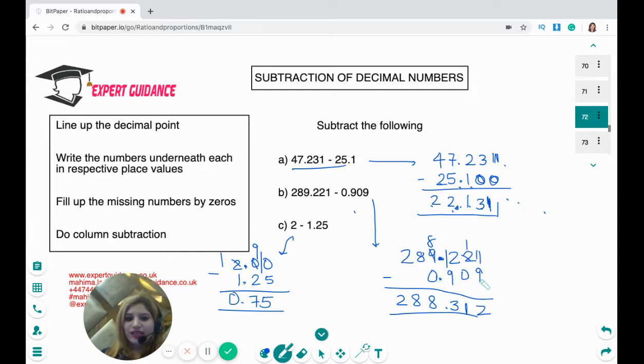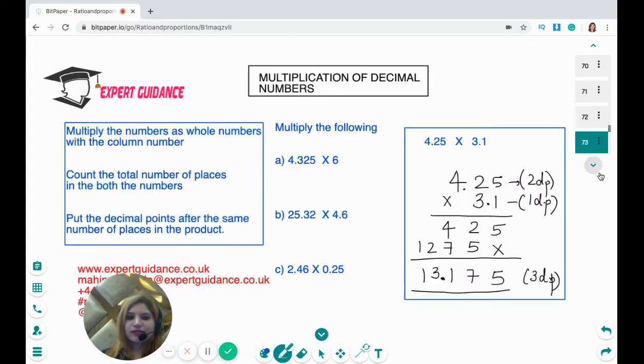For the next one, it's carrying over. You'll start from the right and do the carryover. So you'll get 288.312, and for the last one, you'll get 2.75. So I hope subtraction of decimals is clear to you. Now let's move on to multiplication.